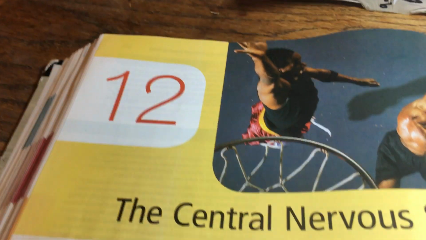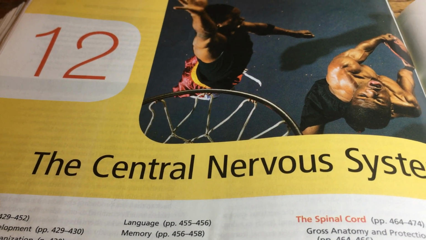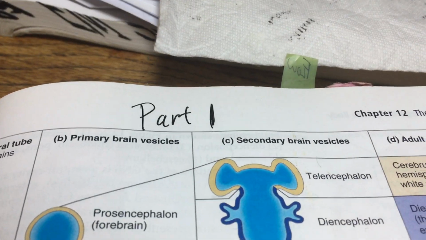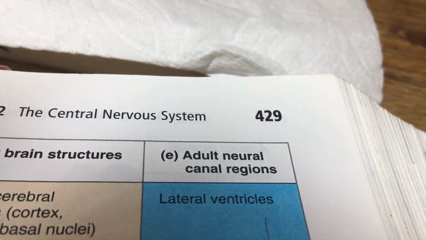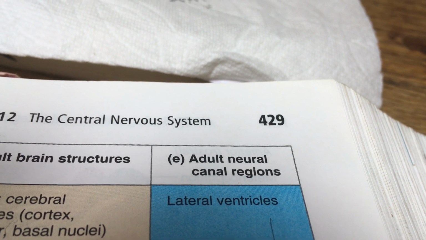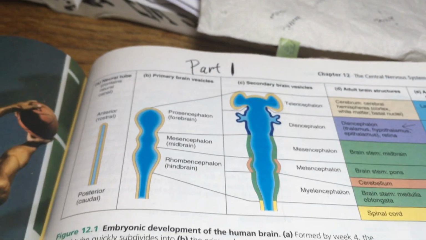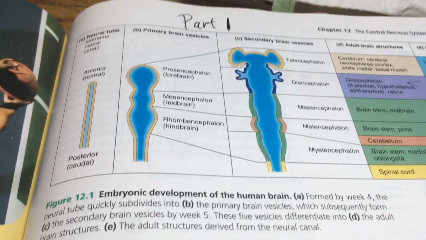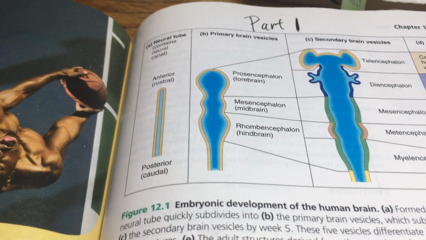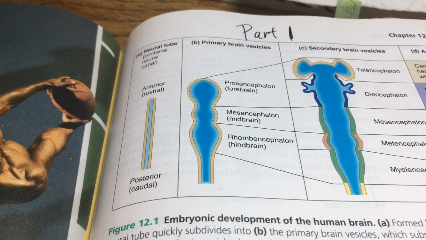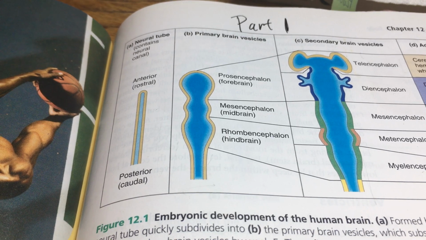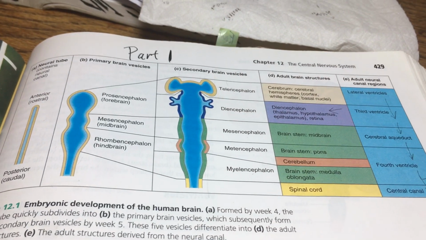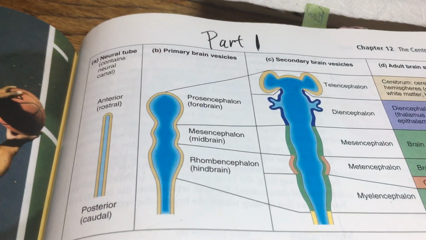Here we are in Chapter 12. We're at the central nervous system. This is Part 1, and we're going to take a look at a table over here on page 429. But the first thing that I want you to know about the central nervous system is that it has parts, and the parts that we're considering here of interest are specifically the brain and the spinal cord, the brain and the spinal cord.